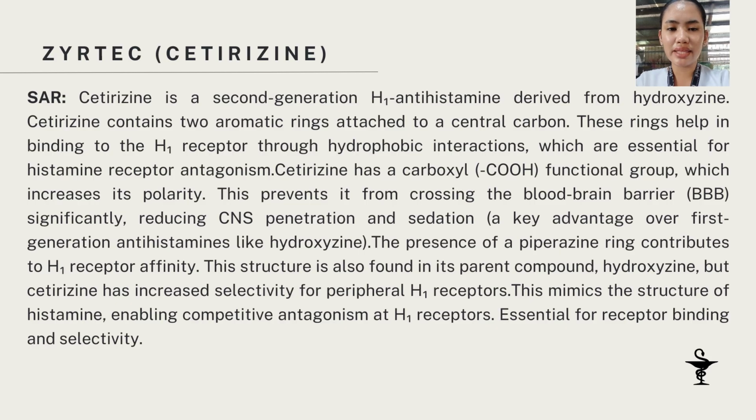The fourth one is the ethylamine side chain. So, this mimics histamine, allowing competitive blocking of H1 receptors. And the last is chirality or enantiomer. So, the R enantiomer is more potent and longer acting than the S enantiomer. Why is it important? These features make cetirizine a potent, selective, and non-drowsy antihistamine used for allergies.